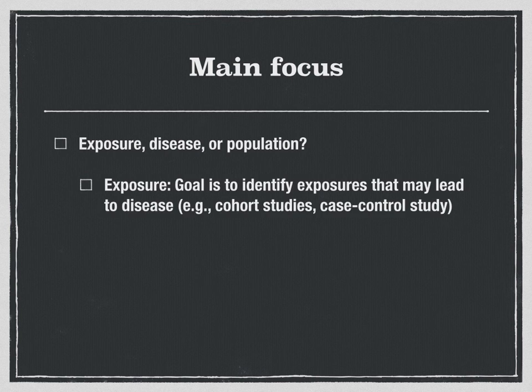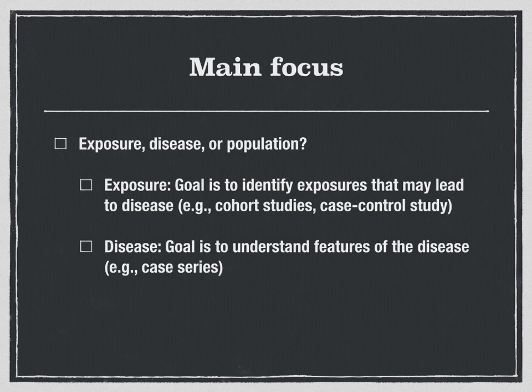Another major consideration is the main focus of your study question. Is the main target of the research question the exposure, the disease, or the population? For example, if you are most interested in identifying exposures that, say, increase risk for Alzheimer's disease, you would want to conduct a cohort or case control study, which prospectively and retrospectively look for culprit exposures.